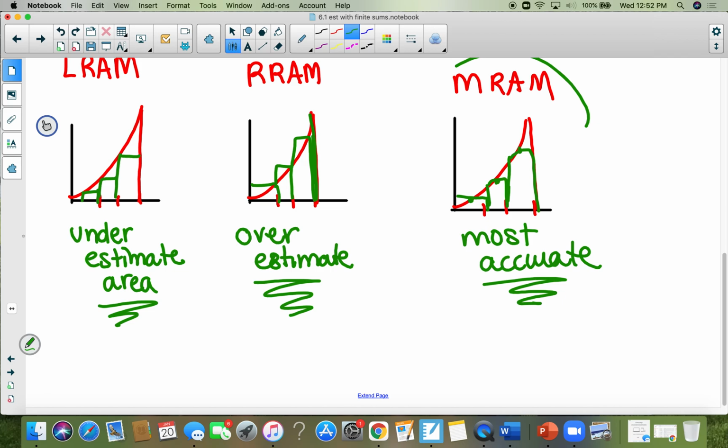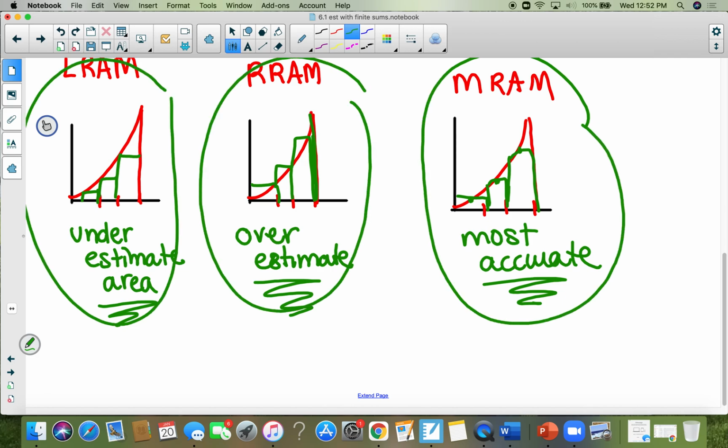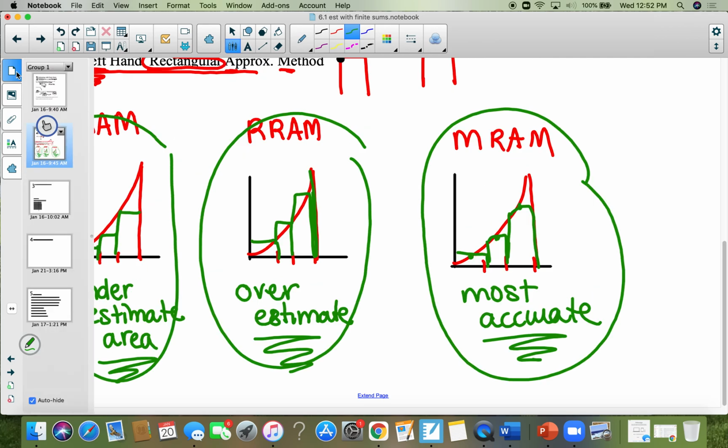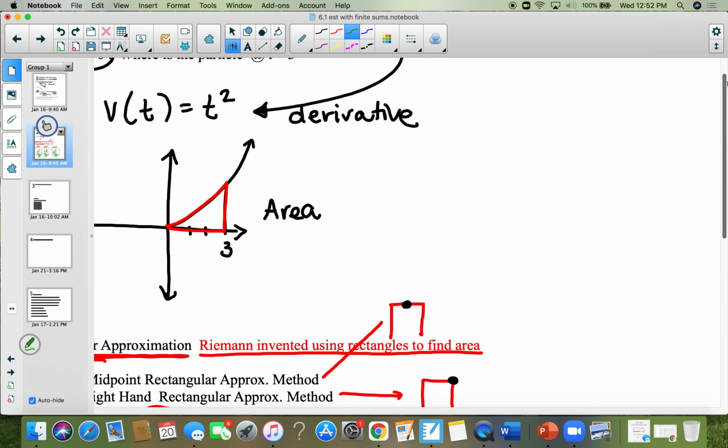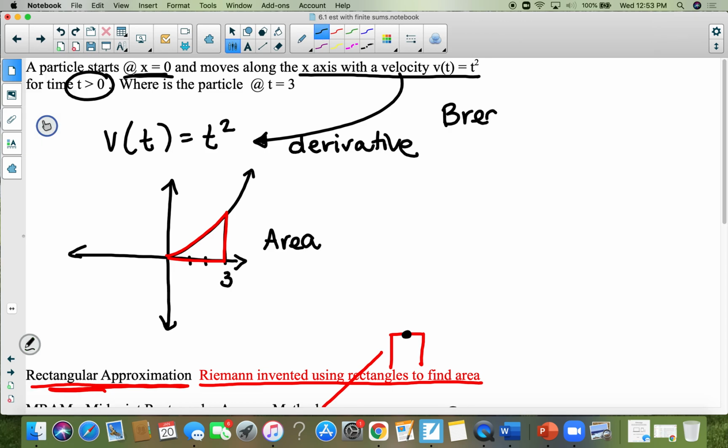Why don't we just learn this way? You will get tested on all 3 of these, so make sure you know how to do all 3 of these. Okay, moving on. Let's go up and do it now, sorry. Let's go do it. So, we're going to break this up. They're going to tell you how many rectangles you're going to use. We're going to break this up into 6 rectangles. And we're going to do the LRAM, the RRAM, and the MRAM.